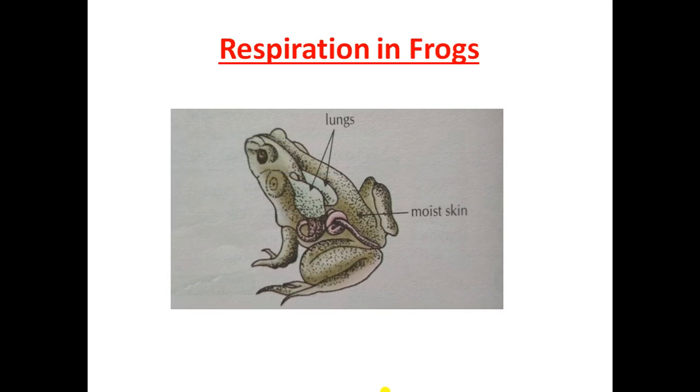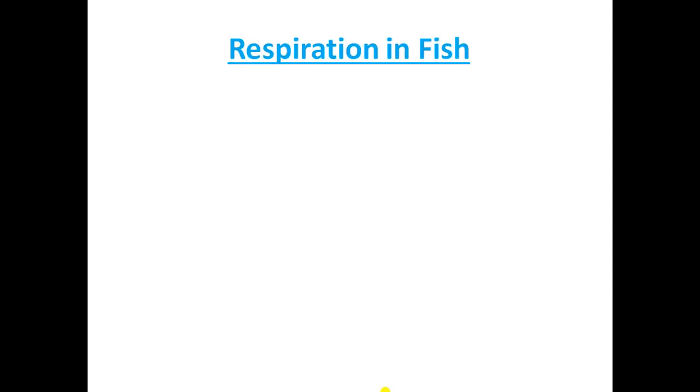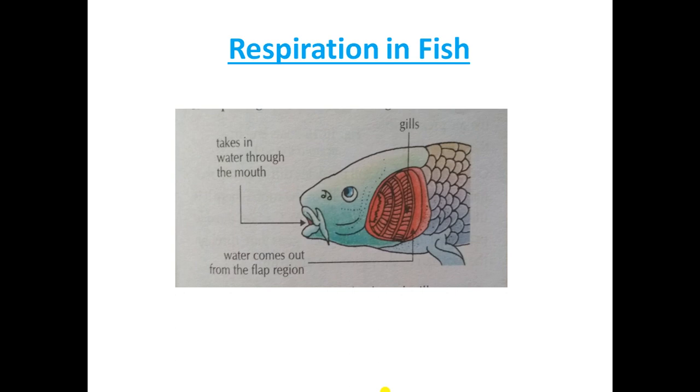Frogs, as you all know, live both on land and in water. Frogs have a pair of lungs like human beings to breathe on land. So when the frog is on the land area, it needs lungs for breathing, like us. And in water they breathe through their moist skin. Got it? Now come to the next one, that is respiration in fish.